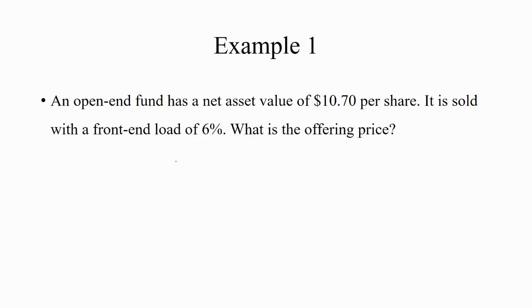So let's have the first example. Consider an open-end fund that has a net asset value of 10.7 per share. It is sold with a front-end load of 6%. What is the offering price? Now, as discussed earlier, a front-end load is charged whenever an investor is investing his amount in an RIC. So technically, he is paying more than the NAV. So the amount which the investor pays, and that includes the front-end load, is known as the offering price.